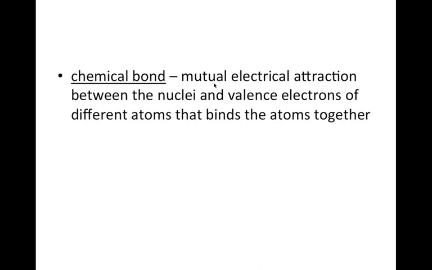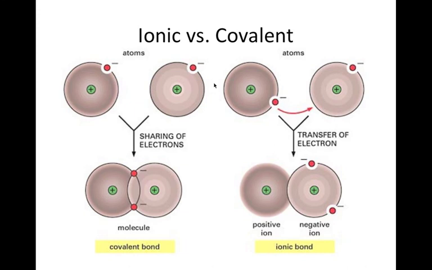Now, they do this in a couple different ways. They either gain, lose, or share valence electrons. The key thing here is the only thing we have to do with chemical bonding is valence electrons. Okay, they're either gained, lost, or shared. Okay, they're gained and lost when we talk about an ionic bond. We call that the transferring of electrons.